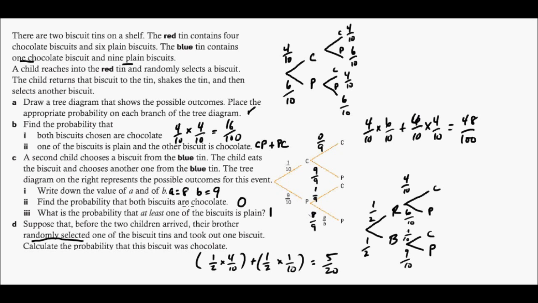So that's a tree diagram problem. That's a pretty good one because it has independent probability. It has replacement, not replacement. Not bad. All right, let's do one last problem.